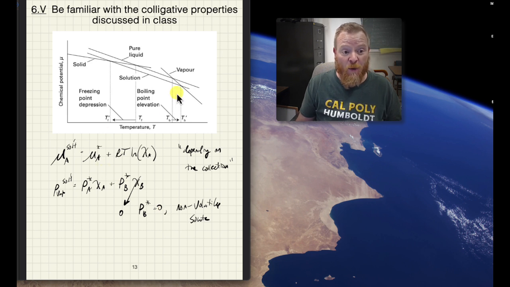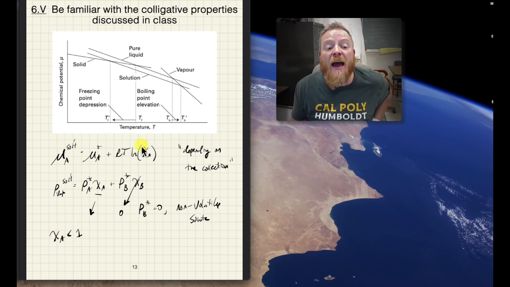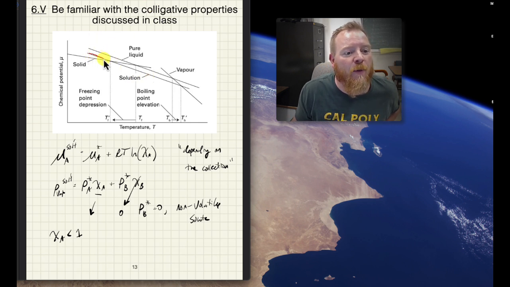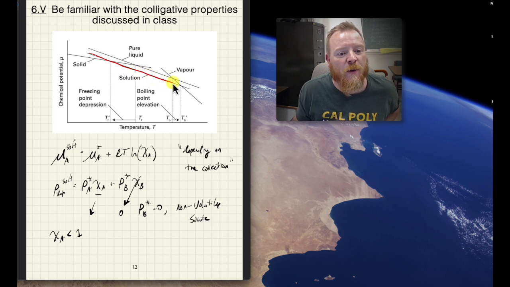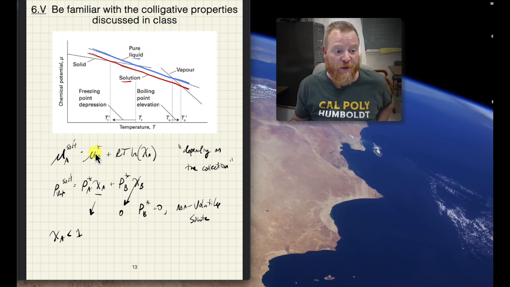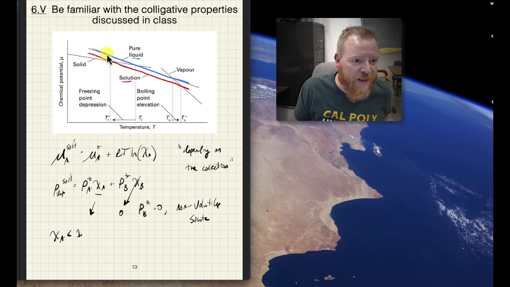And what I want you to take stock of here is because chi A now will always be less than 1 for a solution. That means this natural log will always be negative, and thus, if you see the figure, the chemical potential of the solution will always be lower than the chemical potential of the pure liquid. So I'm going to highlight those, the solution in red and pure liquid in blue. So you can see here, right, that the chemical potential is lowered.